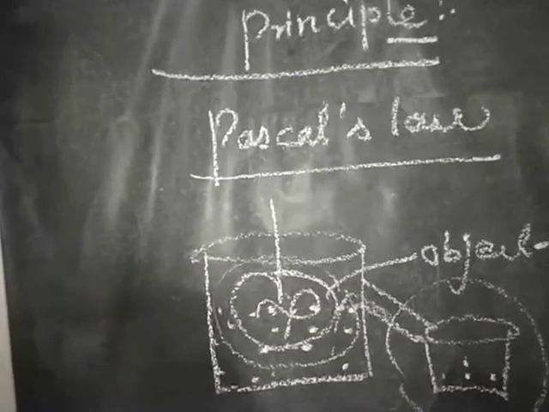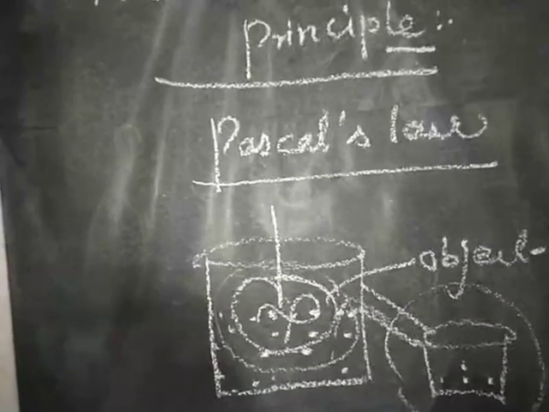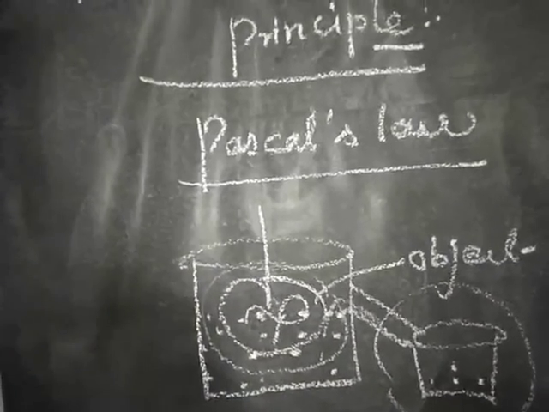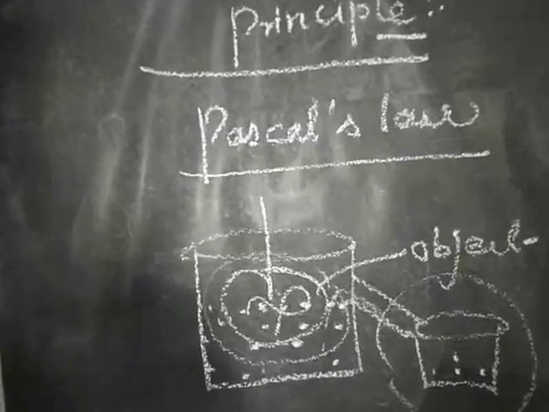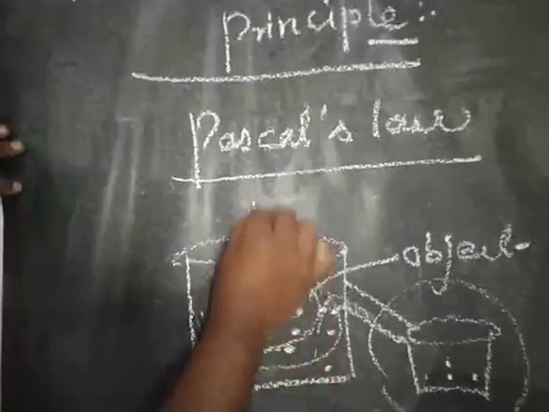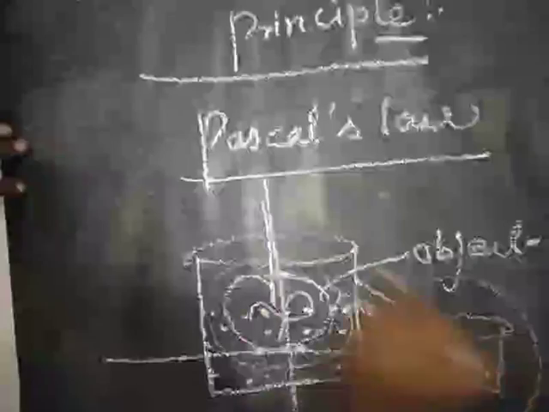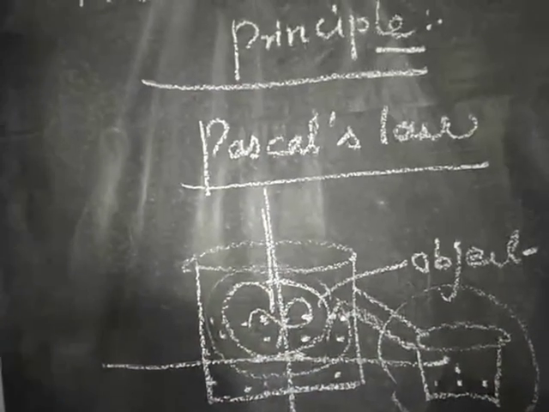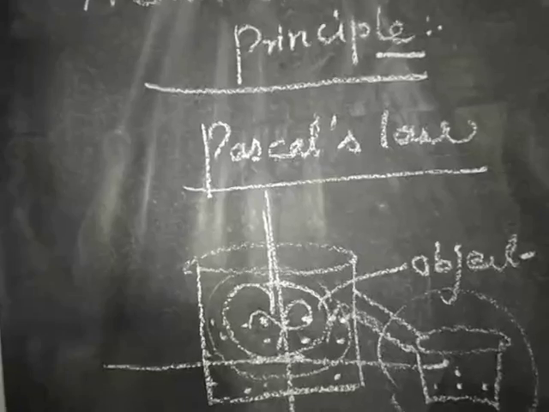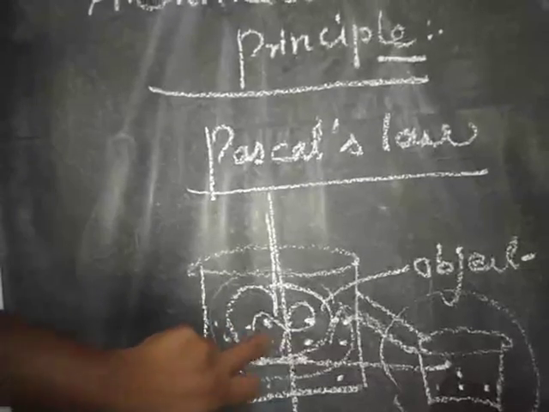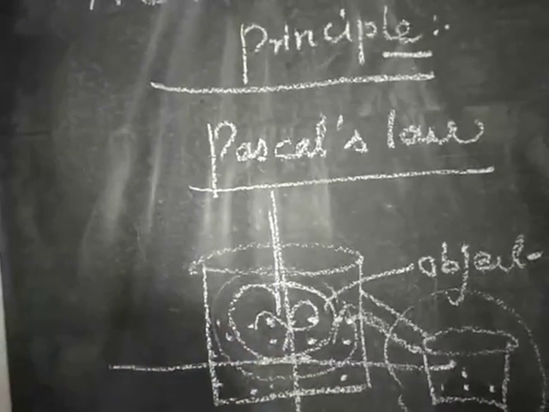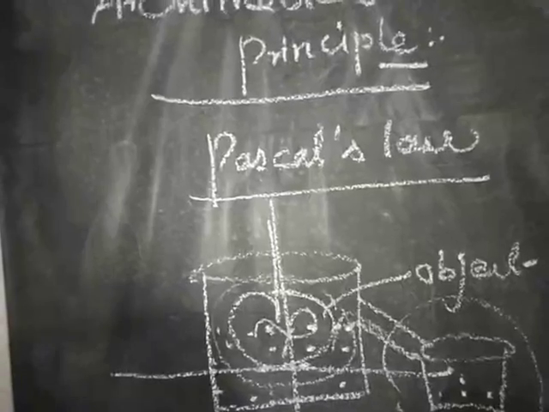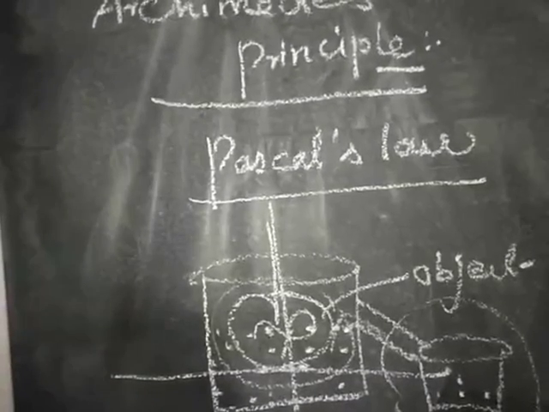So what is the definition of Archimedes principle? A body immersed in a fluid experiences a vertical upward buoyant force. Vertical means this direction, horizontal means that direction. The vertical upward buoyant force is equal to the amount of water displaced by this object. So this principle is called Archimedes principle.